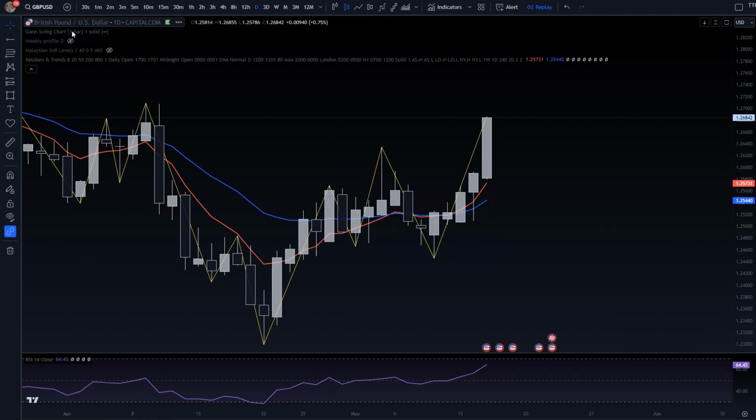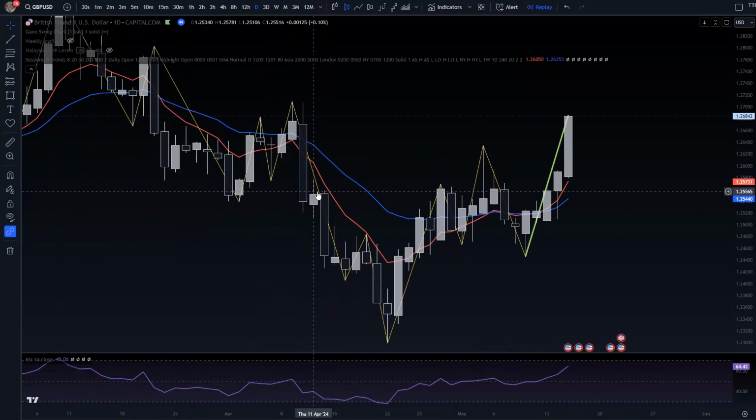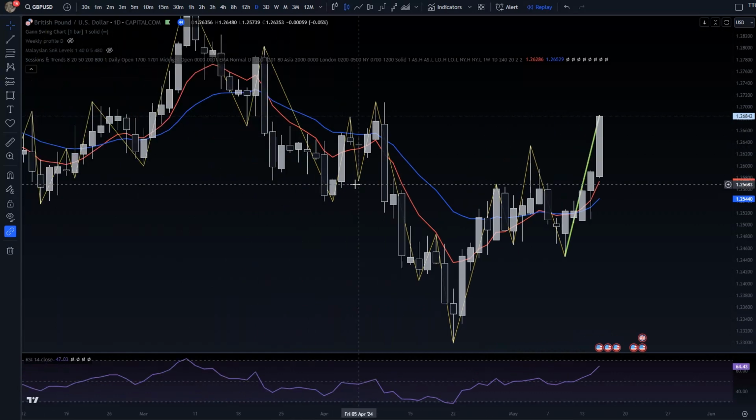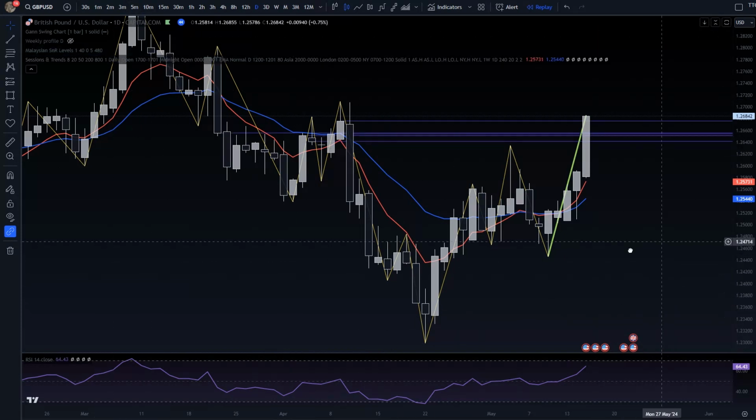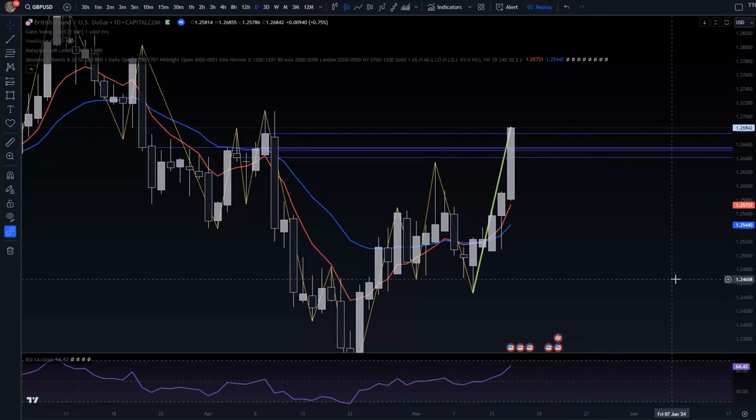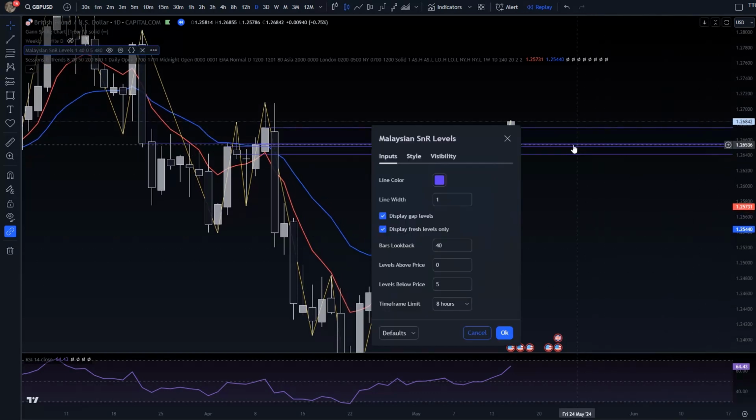With my Gann swing chart indicator, we can clearly see that the current daily trend is an uptrend. Now I'm looking for daily support levels, especially at areas of former distribution. To simplify this process, I use my Malaysian SNR indicator. I use these settings for this particular setup and increase the number of levels below the current price.